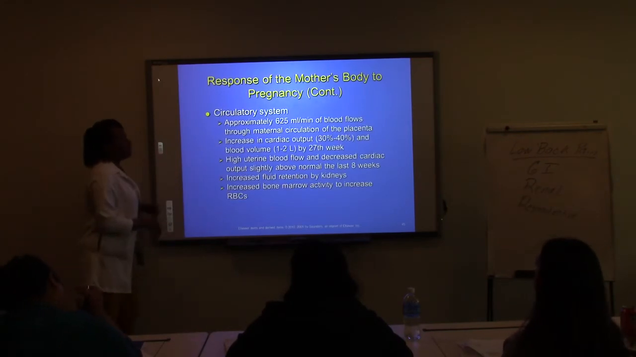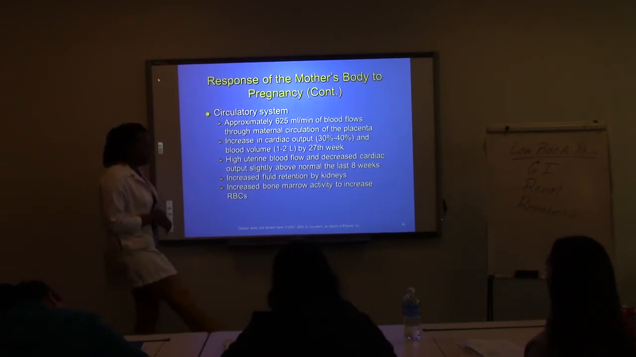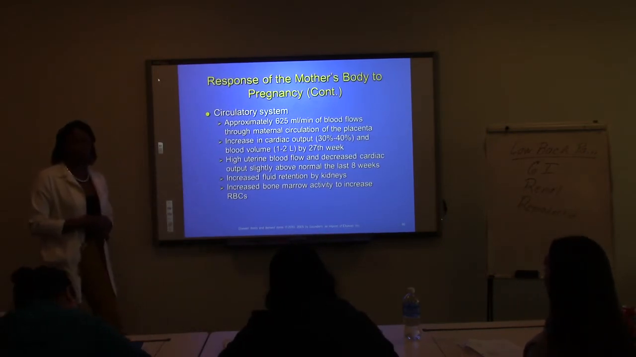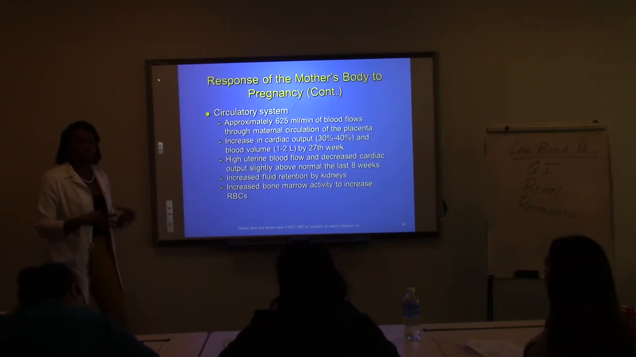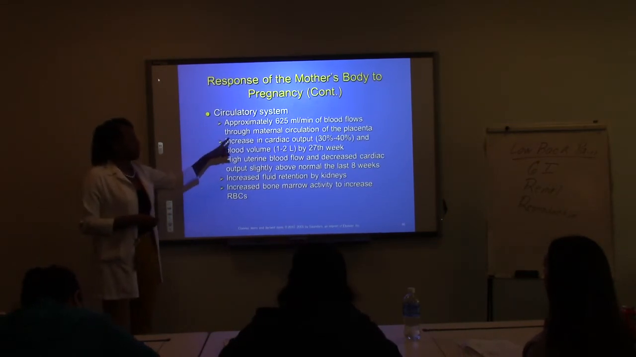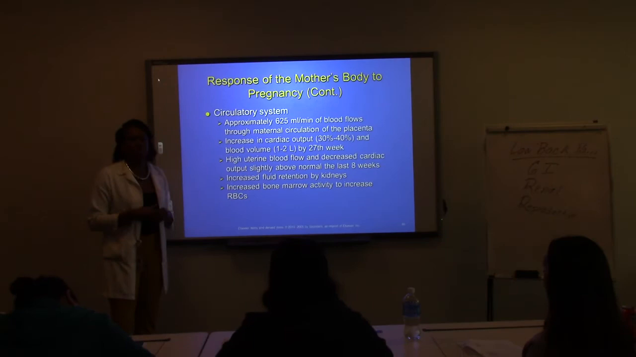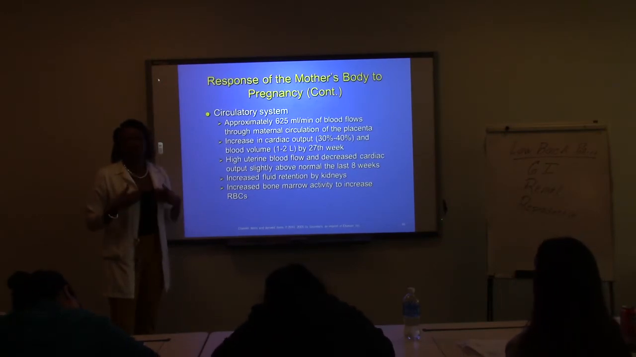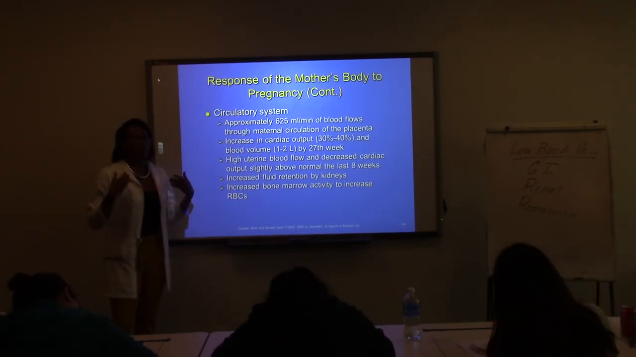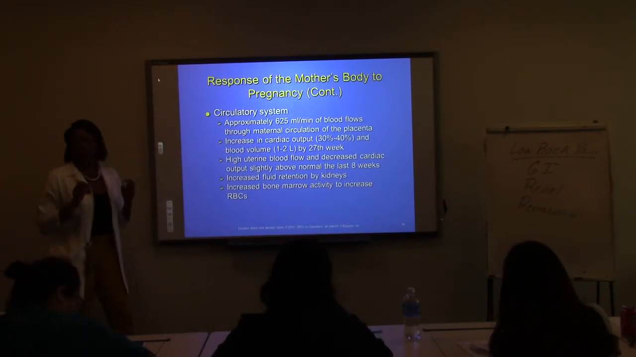Okay, now circulatory system. What can happen, because we know that the placenta is needed to give the blood supply to the fetus? Understand that these moms are going to increase in their blood flow. So cardiac output is increased tremendously. Not only do they need enough blood supply for themselves, but they need enough blood supply for the baby. So they will increase in the volume of blood and circulation.